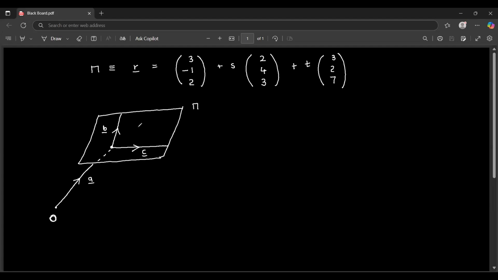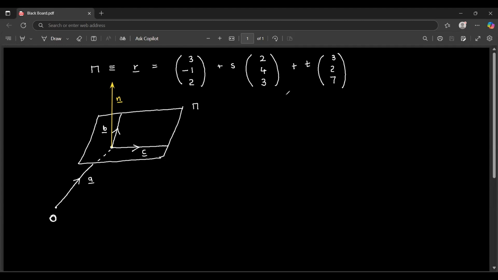So what we have to do is find the normal vector. To find the Cartesian equation, we have to find the normal vector. How can we find the normal vector? Well, again, we will use the cross product, but in this case, we will use the cross product of B and C. Directly we can do this. So this is how you have to convert the vector equation to Cartesian equation.